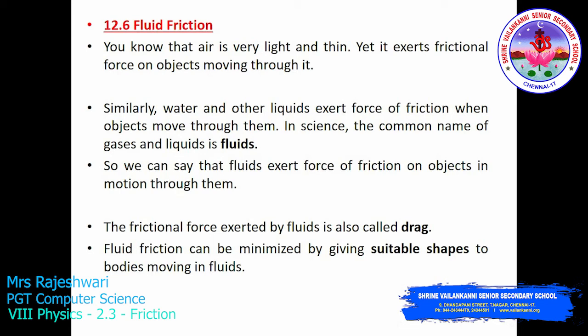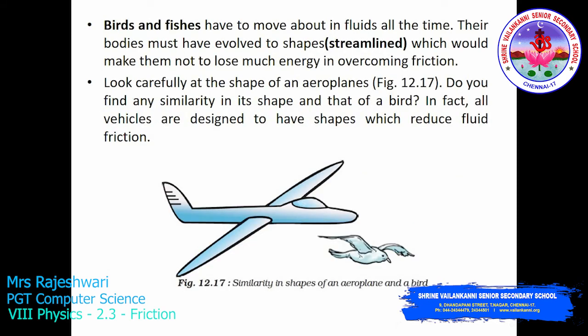The reason is that drag can be minimized by giving suitable shapes to bodies moving in fluids. You can take a very simple example of how a ship or a boat moves over water. By giving a suitable shape to the object, you can move it through the fluid. A very simple example of fluid friction is birds and fishes. They have to move about in fluids all the time. Fishes cannot live without water, and they have to move in fluid all the time. What is the reason behind this?